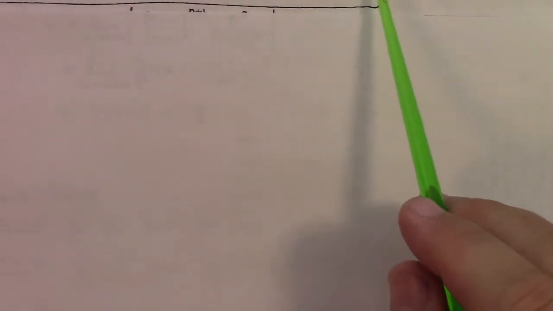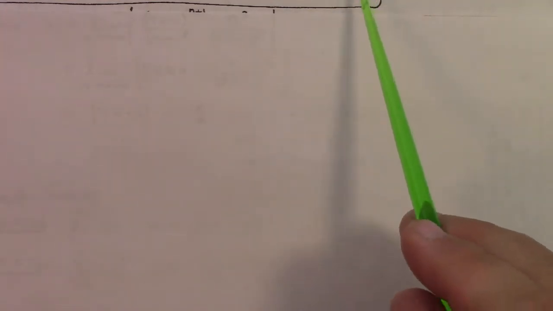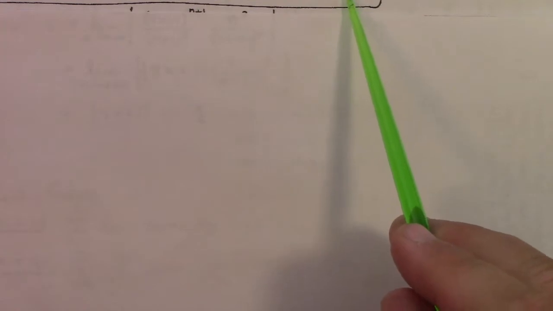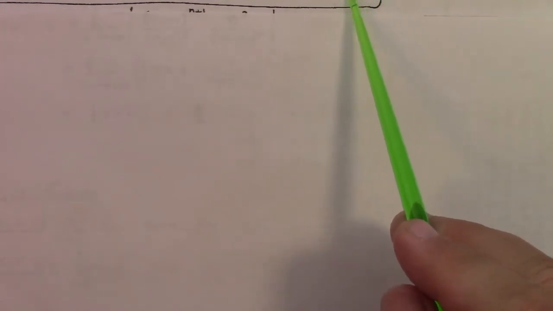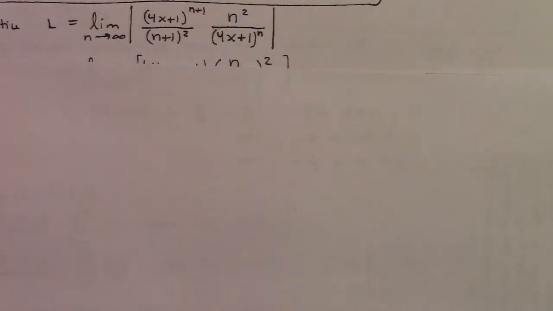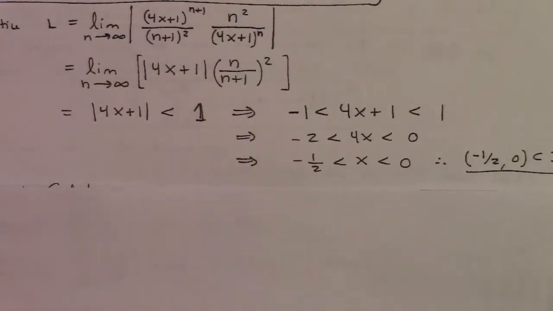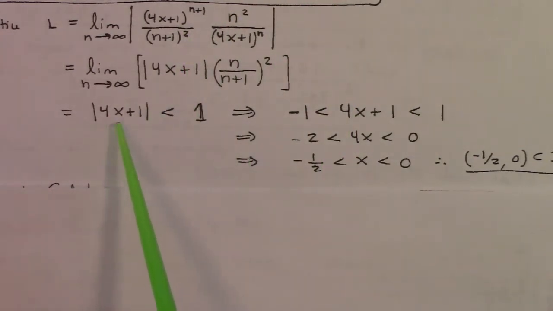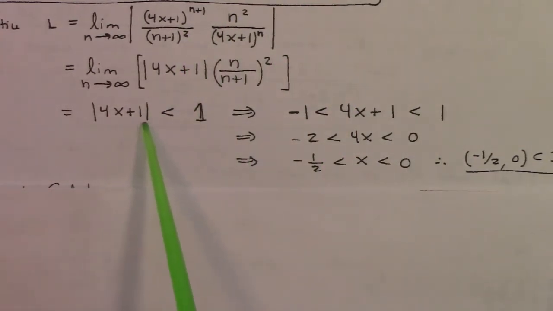Here's another one. Actually, I can tell you what happens ahead of time. We're going to find that both endpoints are included, because at the endpoints this is a p equals 2 series, either alternating or not. All right, let's go through the details. First of all, ratio test. I do the algebra. I get the absolute value of 4x plus 1 less than 1.